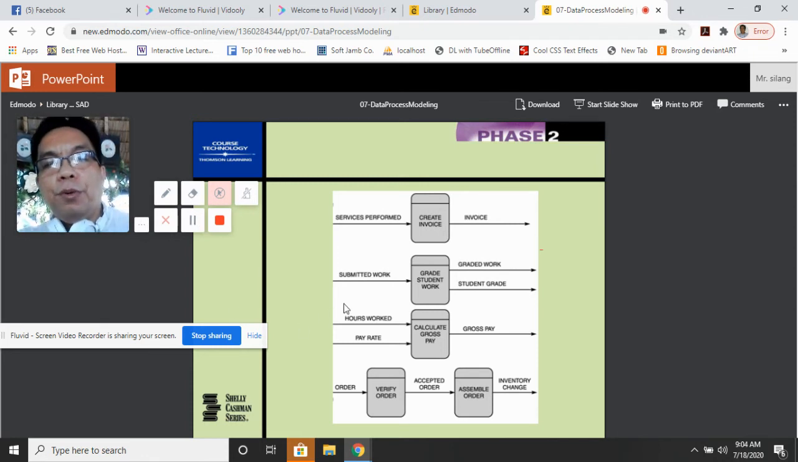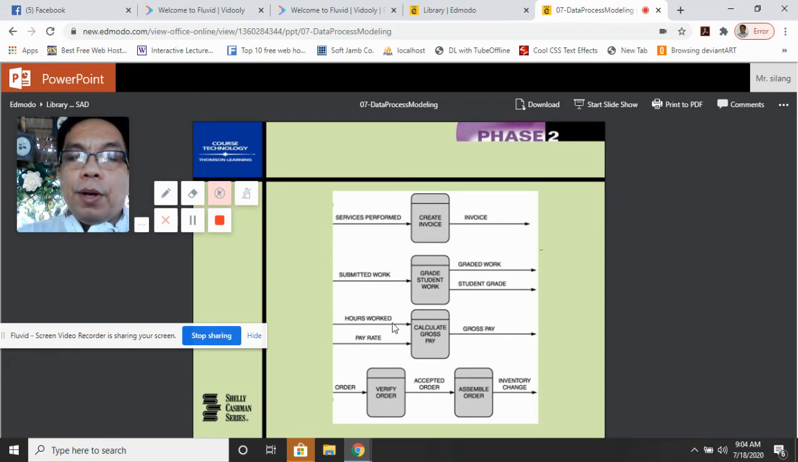Okay, so let's continue. Next, let's take a look at the third one. Similar to the first one, but in this case we have two inputs. That's why the arrows are towards the direction of the process. Our two inputs are hours worked and pay rate. Based on these two inputs, we can now do the process, calculate gross pay. Once we calculate gross pay, our output is gross pay. So we have two inputs with one output.